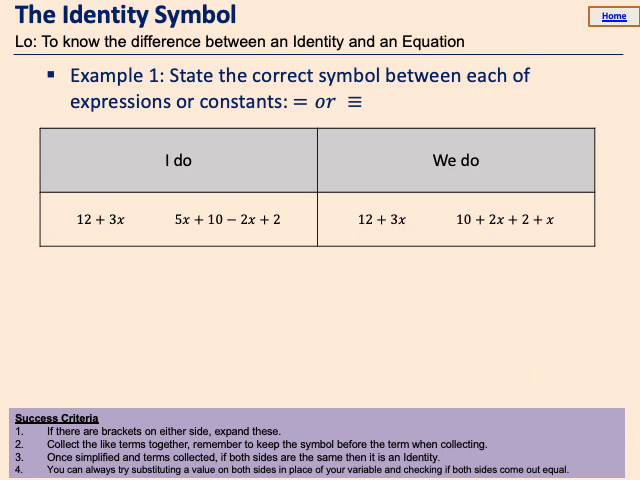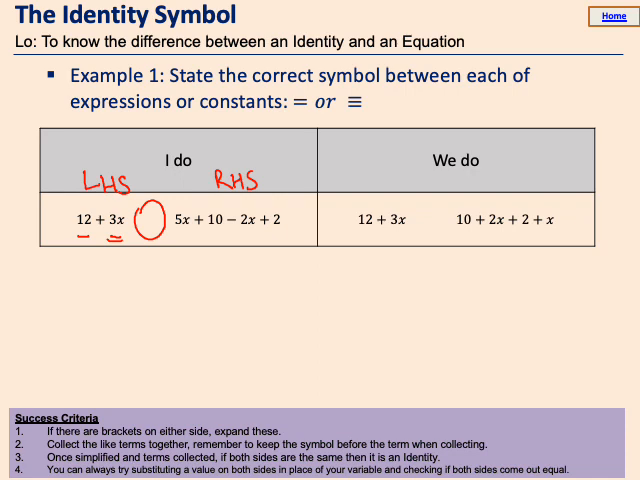So here we go. So we need to state the correct symbol between each of the expressions or constants. So is it more appropriate here for us to put an equal sign in here or an identity symbol? So let's treat this like the left-hand side and this like the right-hand side. So if I look at my left-hand side, I have a 12, which is a constant, and I have 3x. So they're two terms that aren't like. So we can't simplify that.